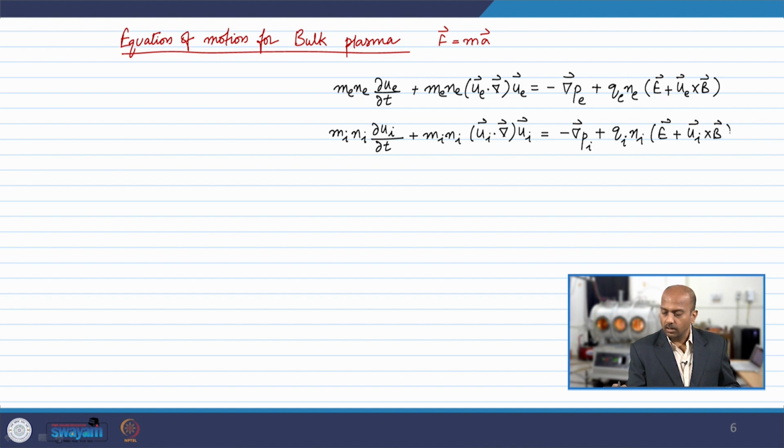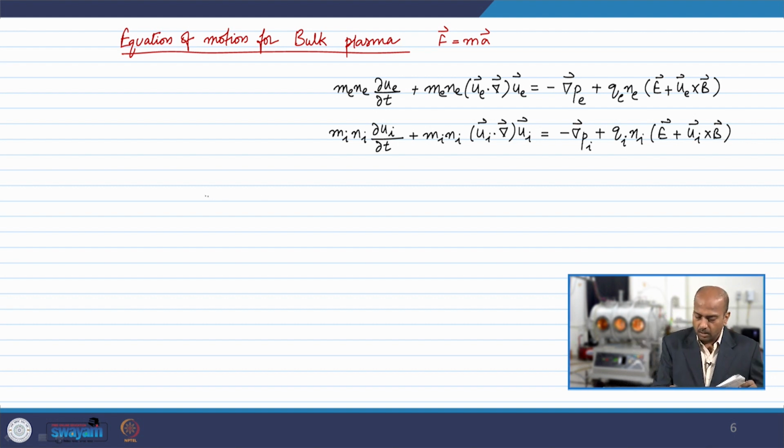So the essential inference of all this mathematics is supposed to be understood, is supposed to be the context of this lecture, right. So now we have these two equations, which are basically the momentum equation for the electron fluid and ion fluid. We simply add these two equations.